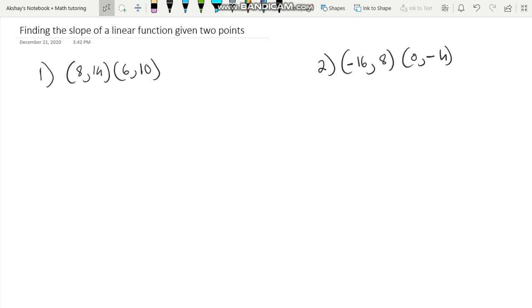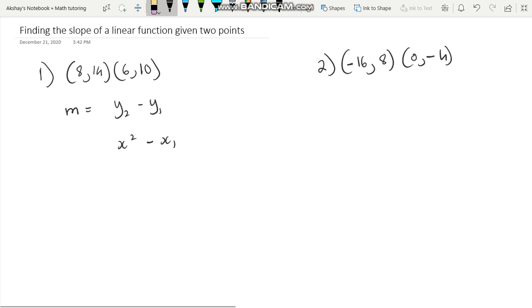So in this video, we're going to be finding the slope of a linear function when we're given 2 points in the graph. For example, we're given in our first question (8, 14) and (6, 10). To find our slope, we would use our slope formula of y2 minus y1 divided by x2 minus x1.